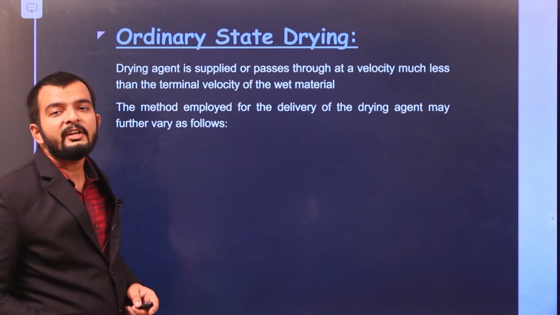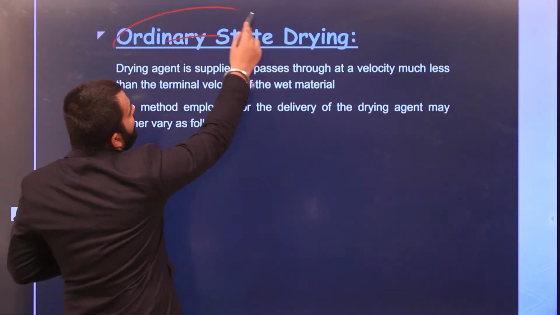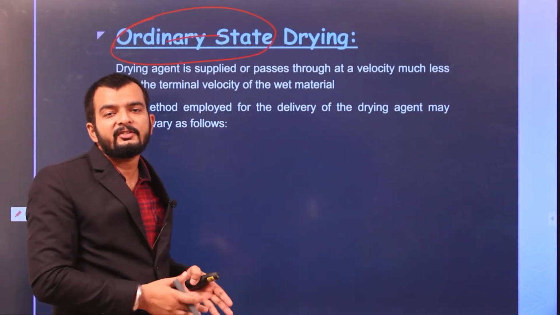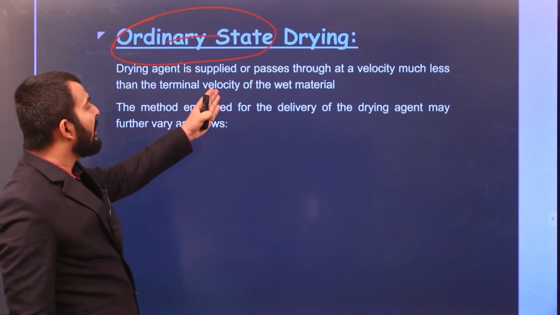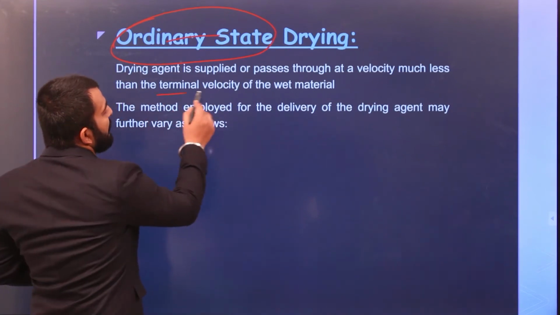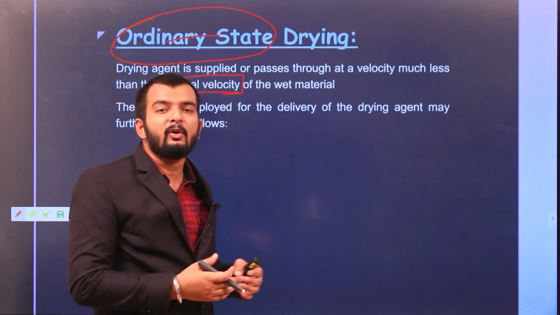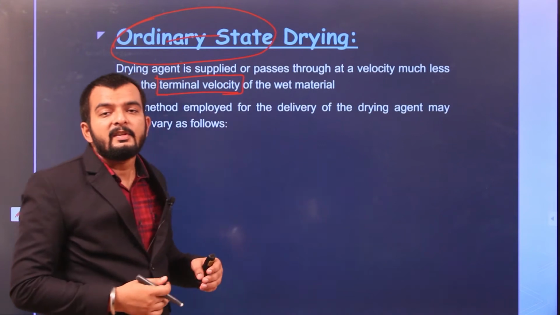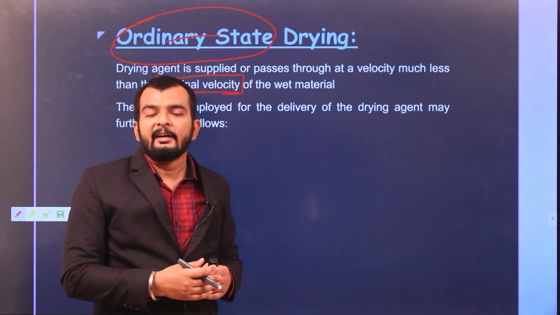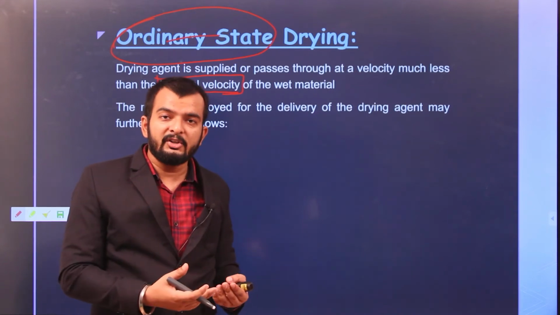So first one is ordinary state drying. As the name suggests, the grains or the food material which is to be dried is in ordinary or normal state. What it means is, the drying agent is supplied or passes at a velocity much less than the terminal velocity of the wet material. Here, terminal velocity plays a crucial role in defining the types of convective drying. The velocity of the drying agent or the hot gases passing through the dryer plays a very important role. If the velocity is high, more removal of moisture will occur, right?